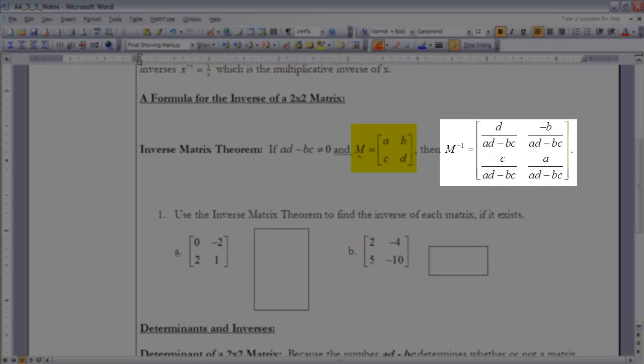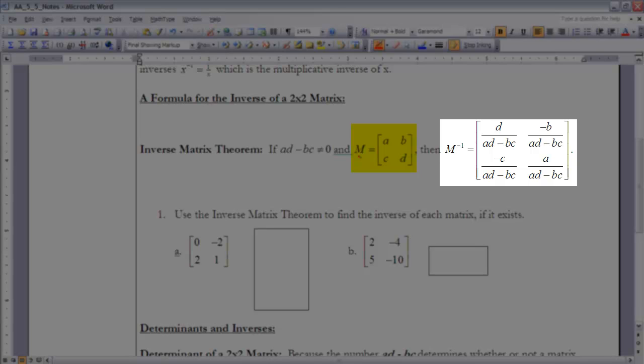Now that looks much more confusing than it actually is, because this bottom number, AD minus BC, will be the same for all of these. So if AD minus BC is, say, 7, then 7 will be on the bottom of each of these fractions. So it's really about what's going on the top of each of these. And you'll notice that the A and D values switch positions, and the B and C values just become the opposite of what they were.